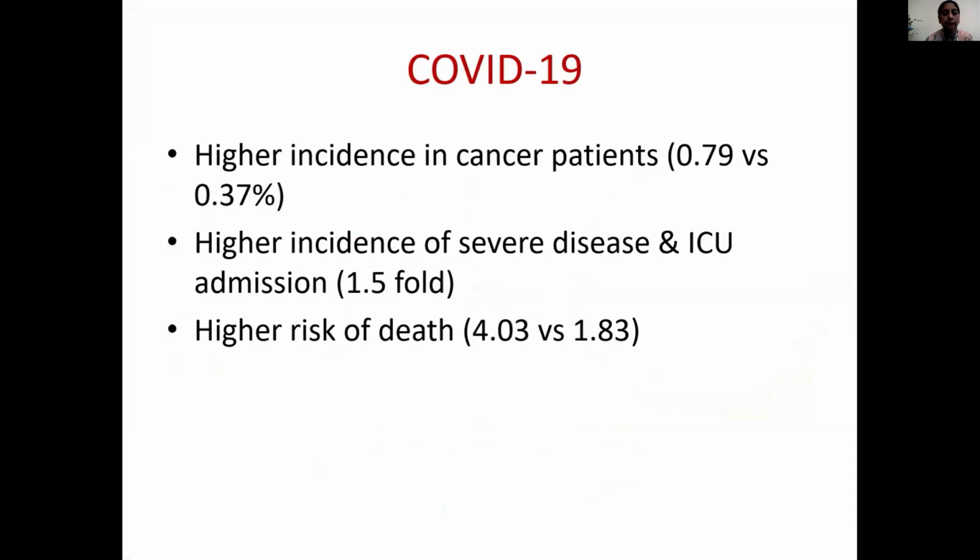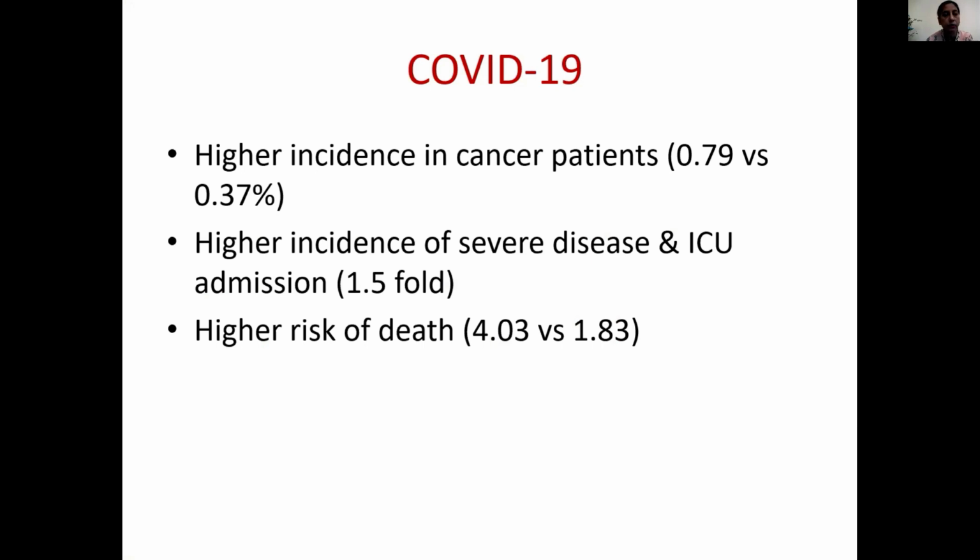malignancy in turn. So the very early data out of Wuhan showed that there was a high incidence of coronavirus infection in cancer patients. So about 2 to 3-fold higher in cancer patients. And later data has shown that the incidence for severe disease, and in fact ICU admissions, is about 50% higher in patients with hematological malignancies.